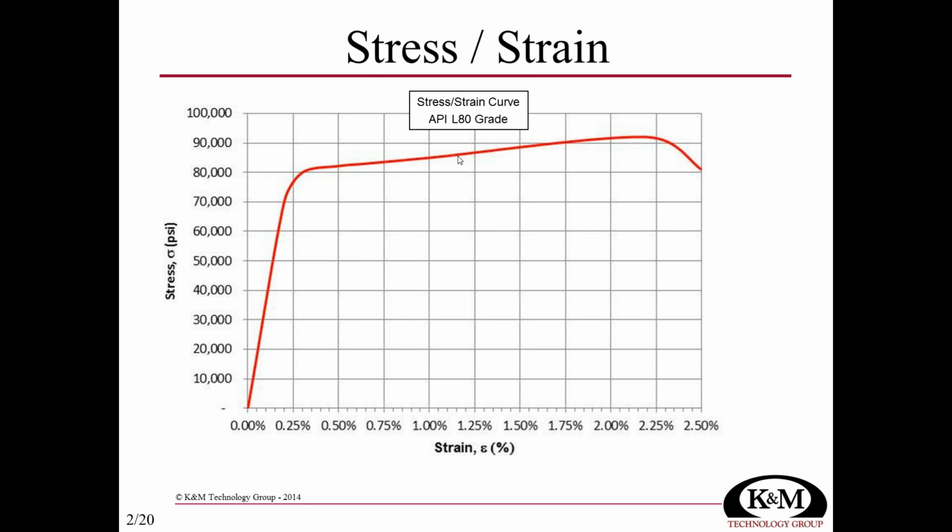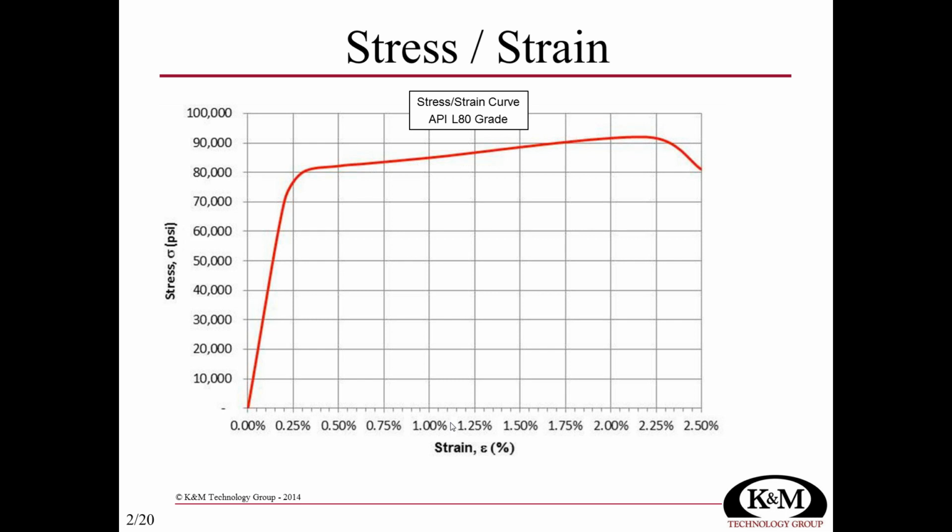And so what we're looking at here is a classic stress-strain curve for a test of a sample of API L80 grade casing. On the x-axis, what you're looking at is strain, which is the percentage elongation. How much longer did this test sample get as we started to apply load? Starting from 0% to 2.5%, which arguably is pretty small strain.